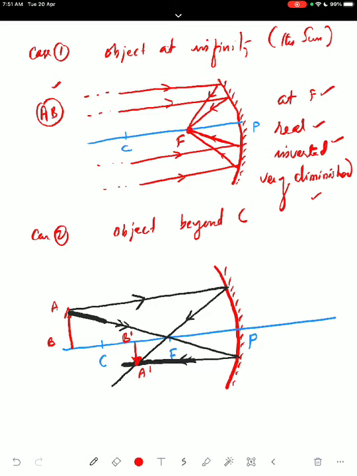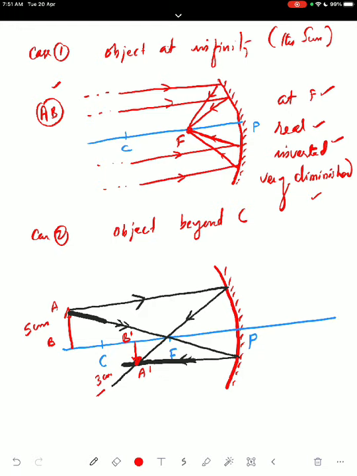It's a real, inverted image, so the rays are actually meeting. It's a real image, inverted, not very diminished but diminished. The size is smaller than that of the object. If the object size is 5 centimeter, this will be less than that. It can be 3 centimeter, so less than 5 centimeter.